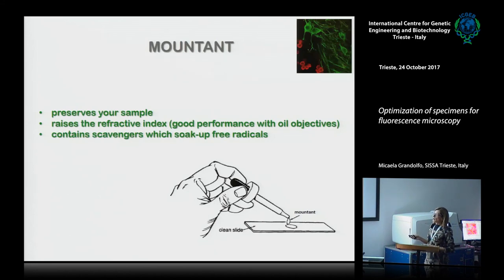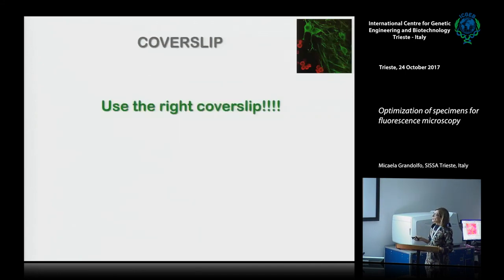Mountant, of course, you have to preserve your sample. It has to match the refractive index of the oil you plan to use with your immersion objective, and it has to contain scavengers for oxygen.